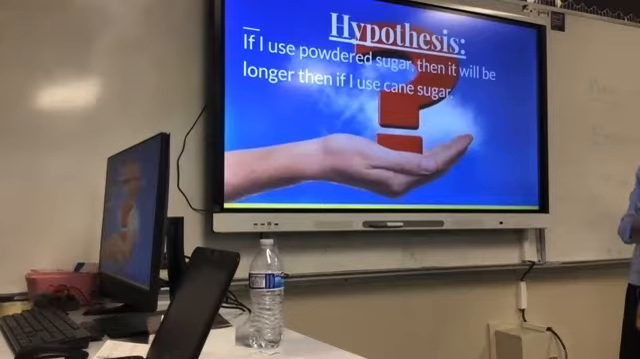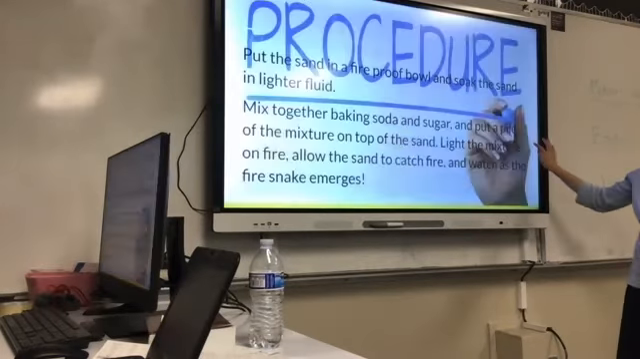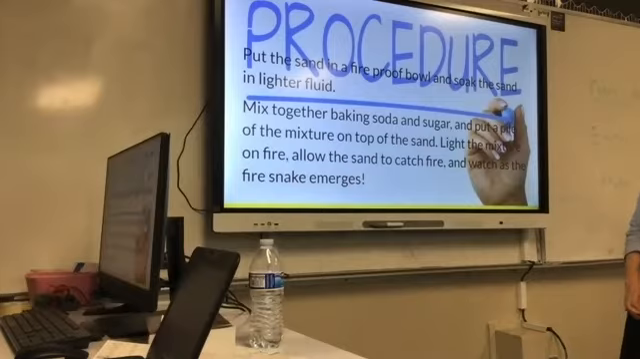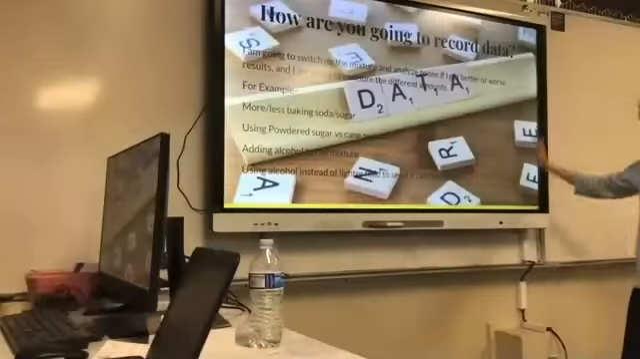My hypothesis is if I use powdered sugar, then it will be longer than if I use cane sugar. The procedure is to put the sand in a fireproof bowl and soak the sand in lighter fluid. Mix together baking soda and sugar, put it in a pile on top of the mixture of sand. Light the mixture on fire, allow the sand to catch fire, and watch as the fire snake emerges.